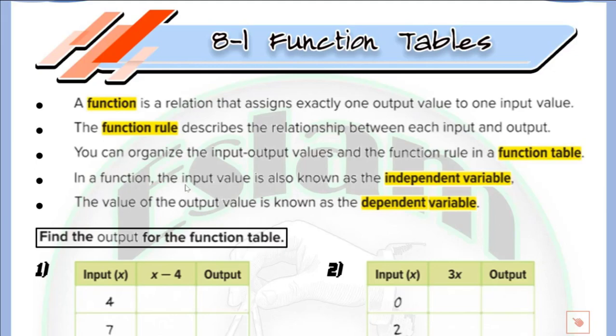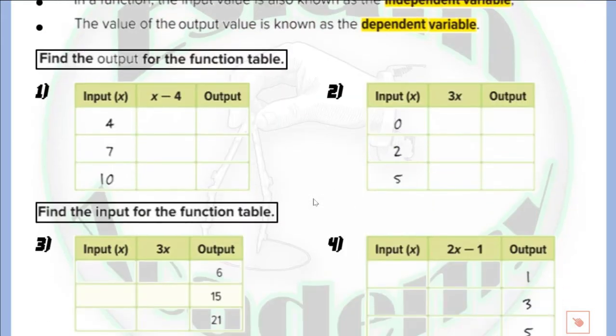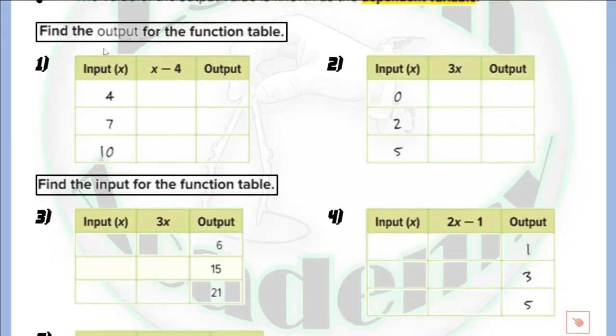Each input will be the independent variable, because we use it to find the output. The output depends on the input, so we can say that each output value will be the dependent variable. Now how can we use that in the function table? In question number 1, we need to find the value of the output for each input which equals 4, 7 and 10. We need to use the relation or the rule, which is x minus 4, to find the output.